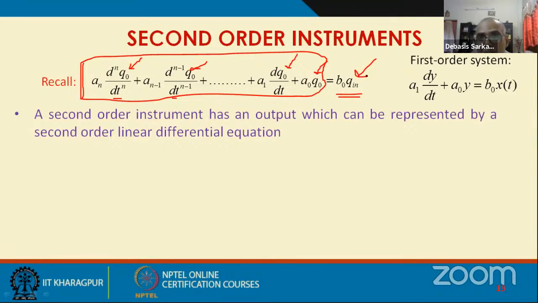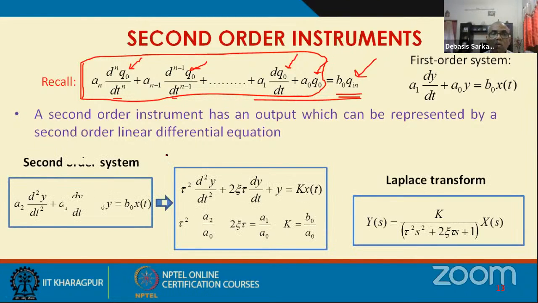If I ask how my second order instrument will behave for a step input, in that case Qin will represent a step input function. Similarly, ramp, sinusoidal function, etc. So the right hand side represents the forcing function. Now, a first order system will be represented by the first order differential equation, so retain only the first order term. Similarly, the output of a second order instrument will be represented by a second order linear differential equation, so I retain only the second order terms.